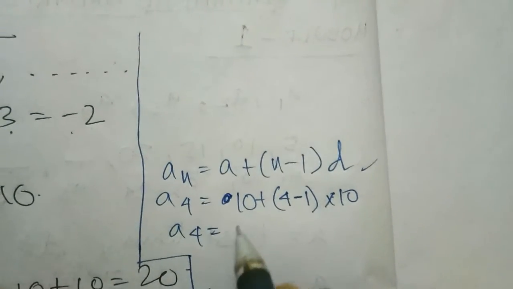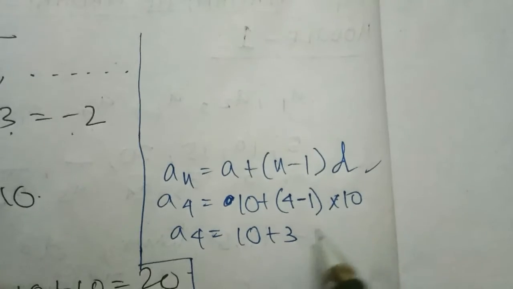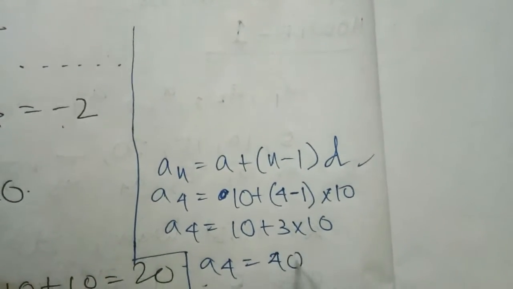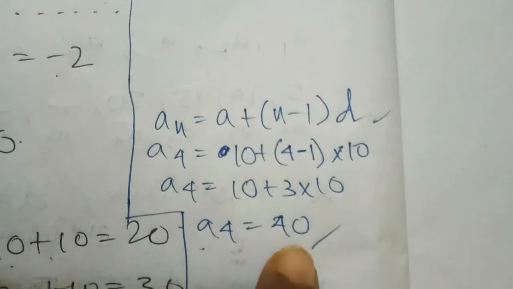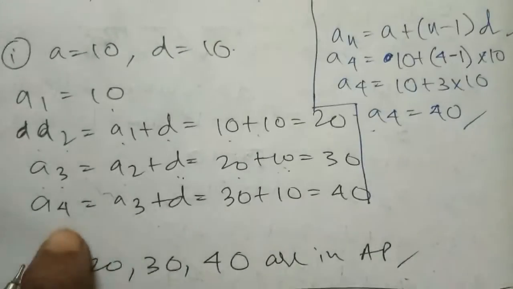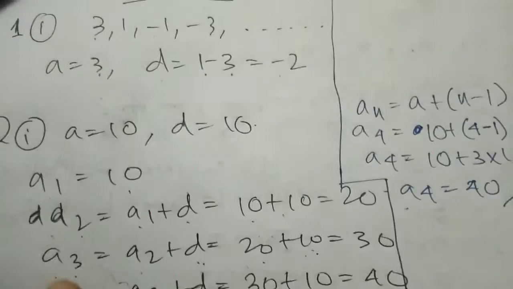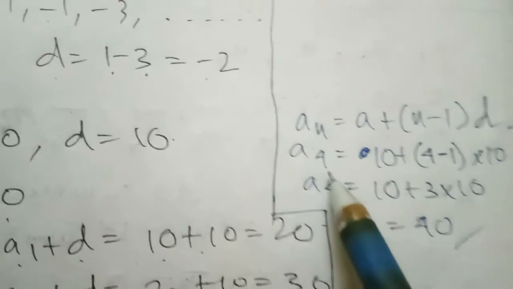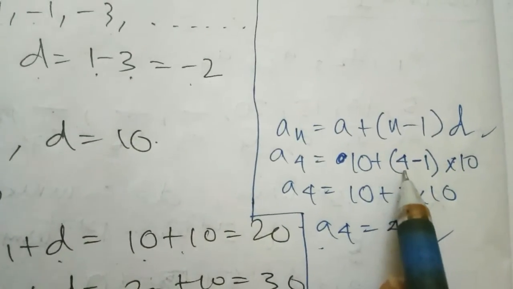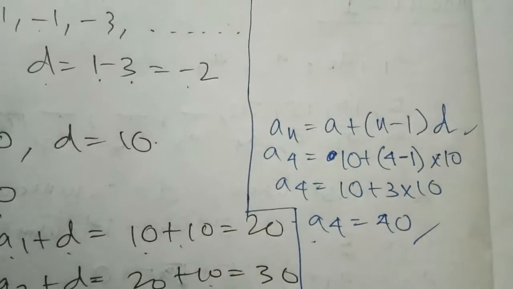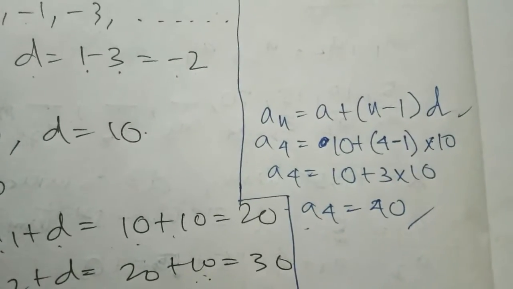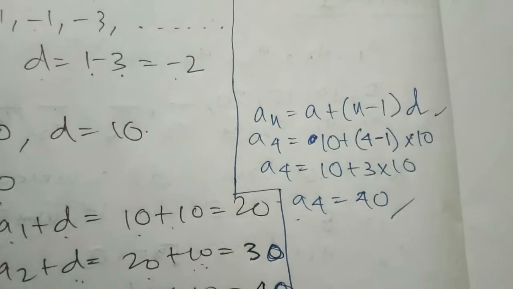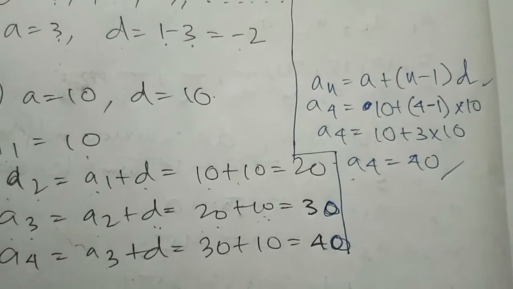And A4 is coming what? 10 plus 3 into 10, so A4 is also coming 40. See, here A4 is coming 40, and here also A4 is coming 40. If you want to find A3 also, you can use this formula: in place of 4, you write A3, put the value, and here you write 3 minus 1, into 10. I'm just showing the comparison of how to find it with this formula. Don't mess up with this part.